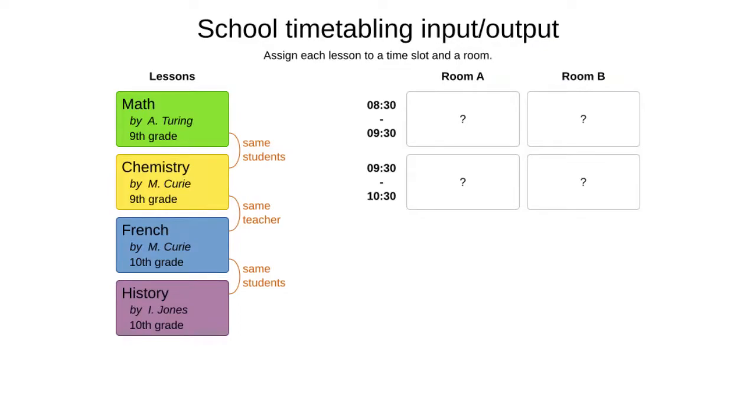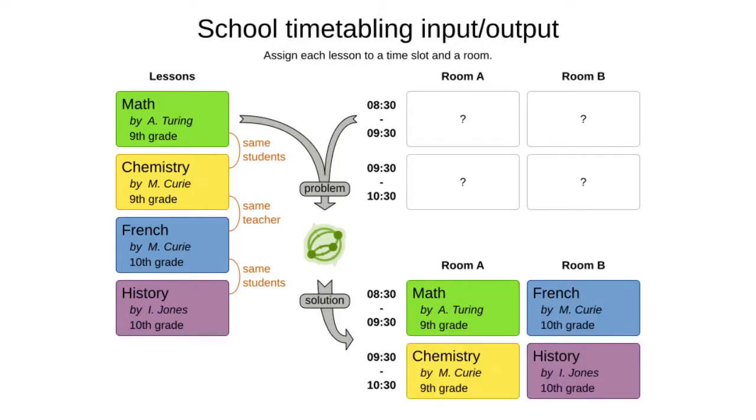So here we have a number of lessons, math, chemistry, French, and history, and we need to assign those to a time slot, 8:30 or 9:30, and to a room, room A or room B. Now there's a number of constraints. For example, math and chemistry are attended by the same students, and chemistry and French are taught by the same teacher. So we give all of this data to OptaPlanner, and it's going to find a solution for us where it makes sure that all of these constraints are fulfilled.